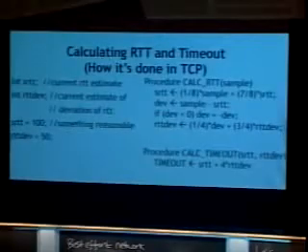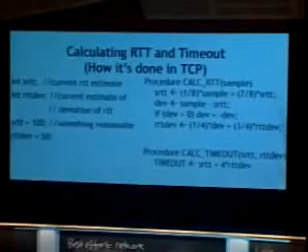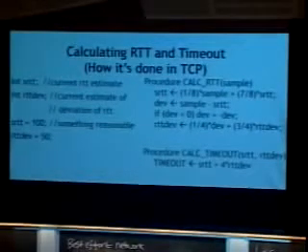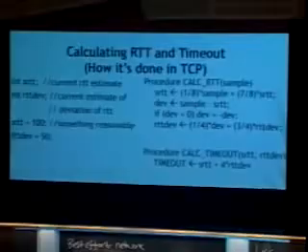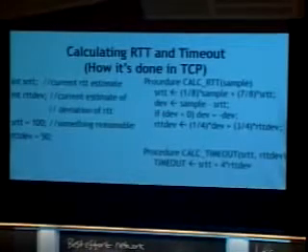And we're going to compute the deviation as I've shown here. We're going to take the absolute value of it. And then we're going to keep some running estimate of the deviation, again, using one of these exponentially weighted averages. In this case, we're going to set the value of the weight here to 3/4. Okay, so that's a simple way to compute the round trip time.